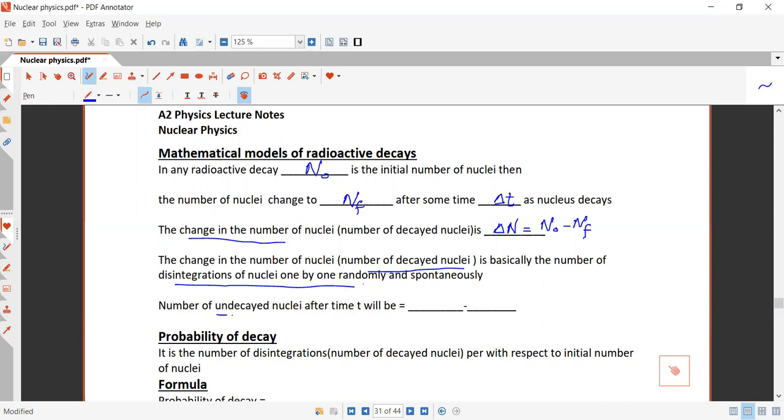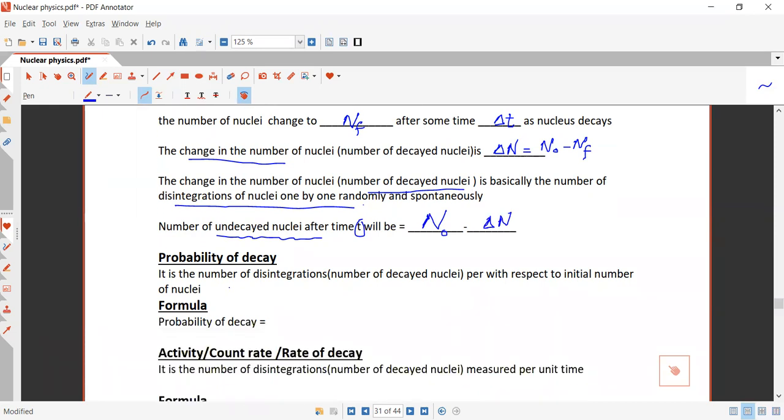So the number of undecayed nuclei after time t are going to be what? N minus delta N, sorry, or N naught minus delta N, right? So these are the remaining number of nuclei. Now, what is the probability of decay? Probability of decay is very simple.